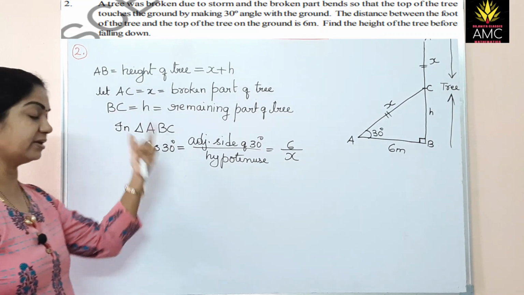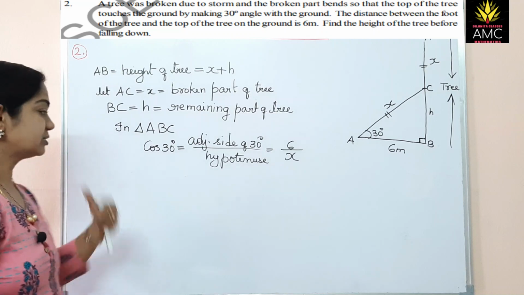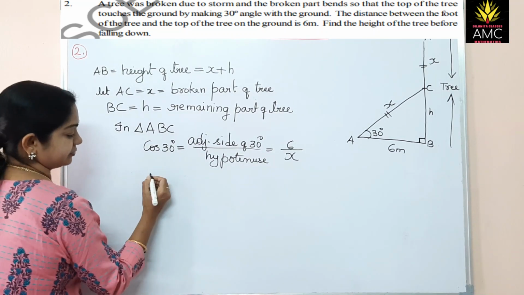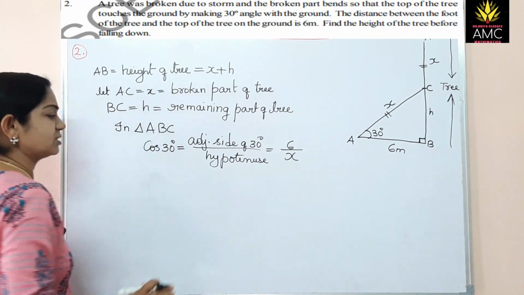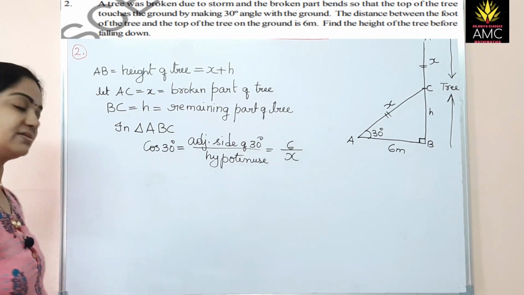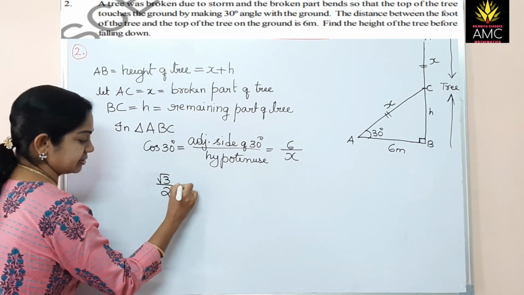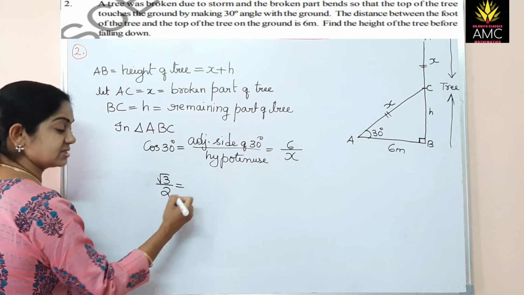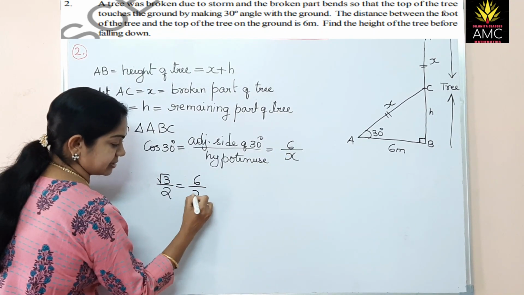Now what is cos 30? Cos 30, if you bring it into the complementary, is sine 60, isn't it? Cos 30 is sine 60. The value of sine 60 is root 3 by 2. Likewise, bring it into the sine functions and you can write it. Cos 30 is root 3 by 2, since sine 60 is root 3 by 2. That is equal to 6 by x.